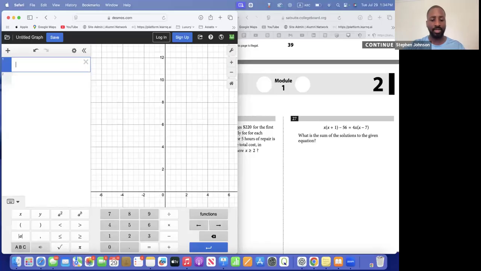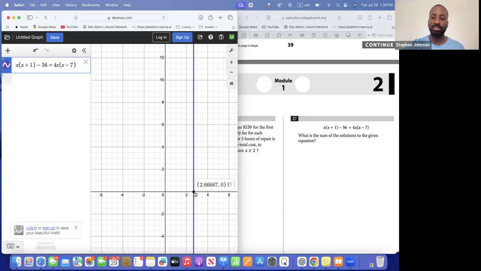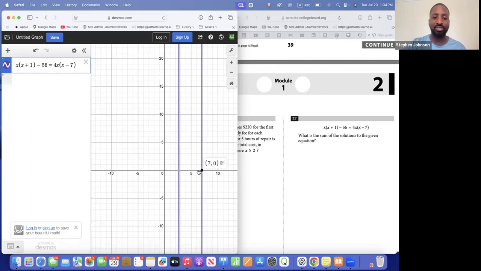I'm going to go straight to Desmos: x times (x plus 1) minus 56 equals 4x times (x minus 7). It's a single equation question, which means we go to our x-intercept to find the solution. So we know that x is 2.6667. However, the question says, what is the sum of solutions? So let me zoom out. There must be another solution. There it is. So we have two solutions here. We have this 2.66667, and we have 7.